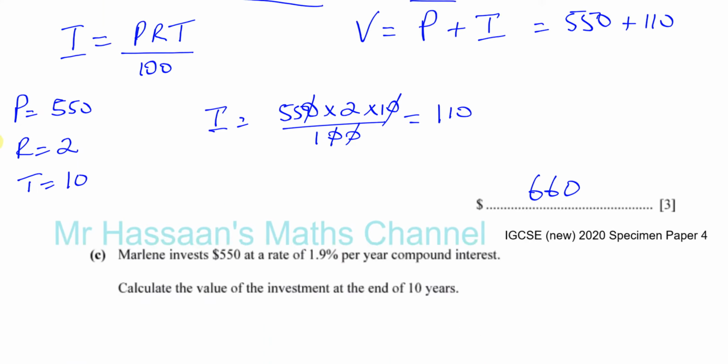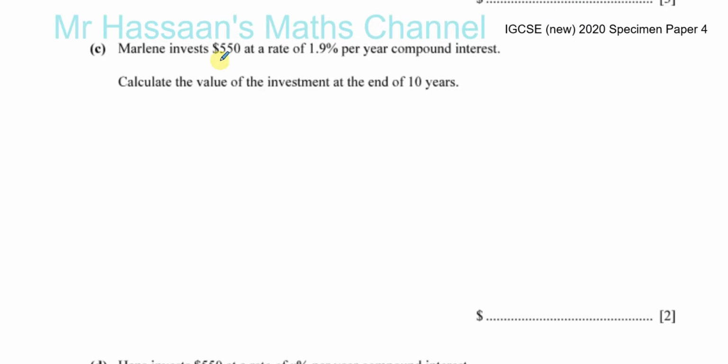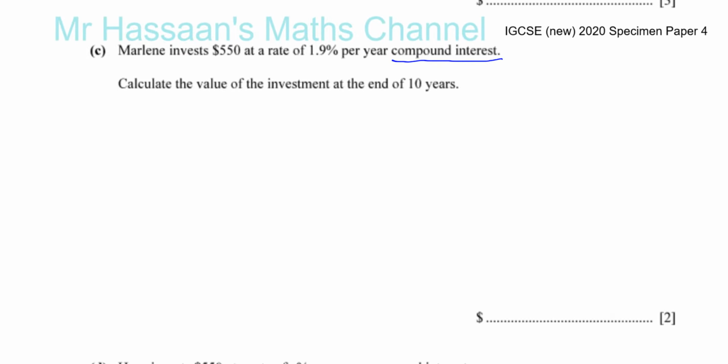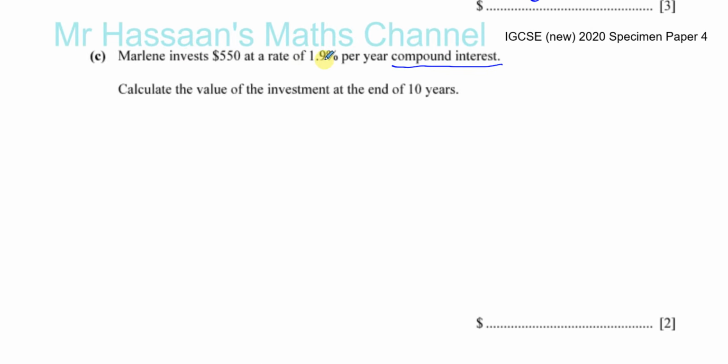Then it says, Marlene invests $550, same amount, at a rate of 1.9% per year. Now this time, this is compound interest. Compound interest is different, because with simple interest, it's just 2% of the original amount every single year added to the account. But with compound interest, it's 1.9% of the amount at the end of the previous year. So 550 gets raised by 1.9%, and then the new amount gets raised by 1.9%, and then the new amount gets raised by 1.9%, altogether for 10 years.